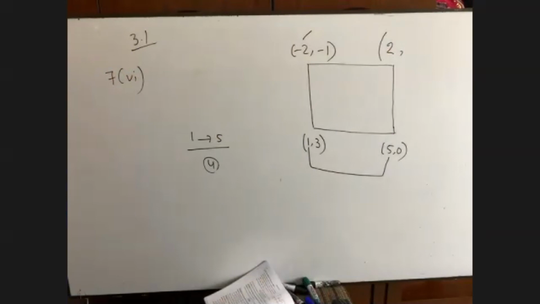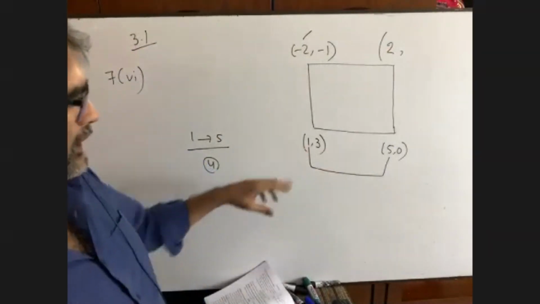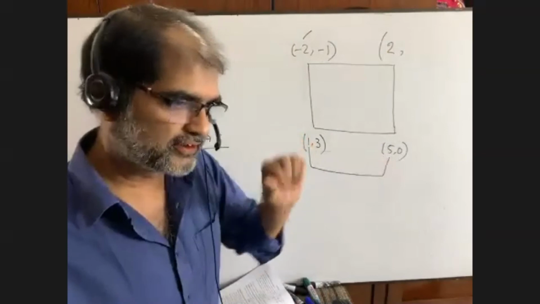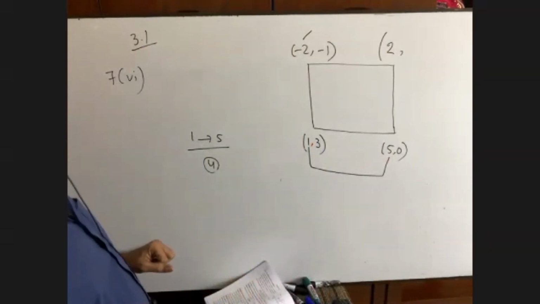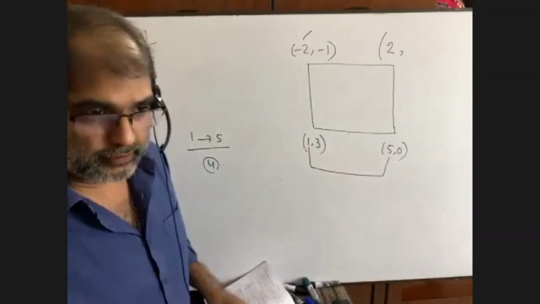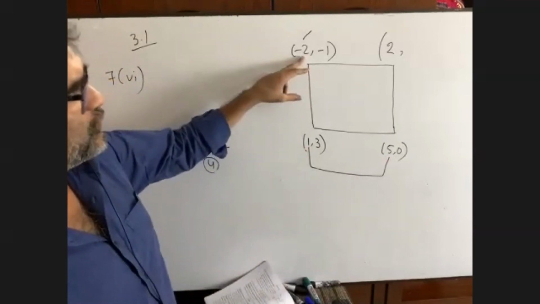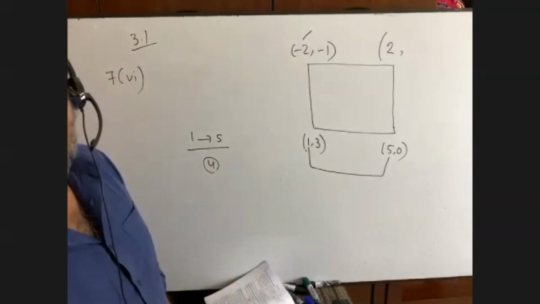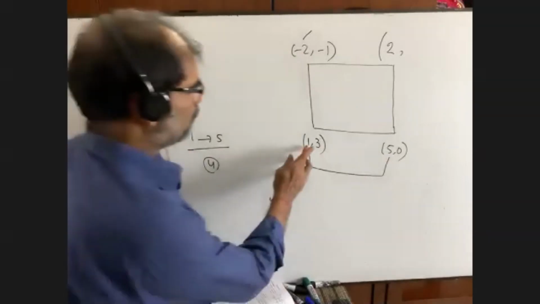Have you got me or not? Once again, 1 and 5. What is the difference? Sir, 4. So it is increased or decreased? Increased. Yes, sir. So you add 4 with -2.